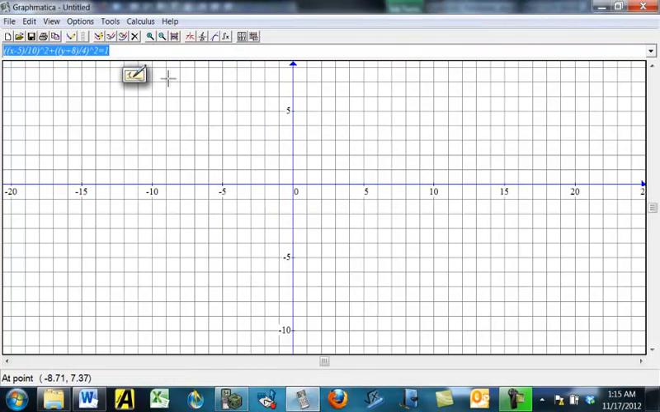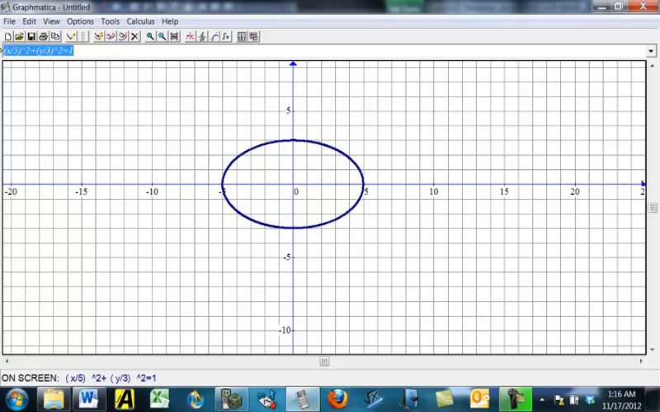Let's clear this out. Let's do one centered at the origin right now. Let's say (x over 5) squared, this is going to be an ellipse, plus (y over 3) squared equals 1. So that's a horizontal radius of 5, vertical radius of 3, centered at the origin. Now look what happens if I change this to a minus here.